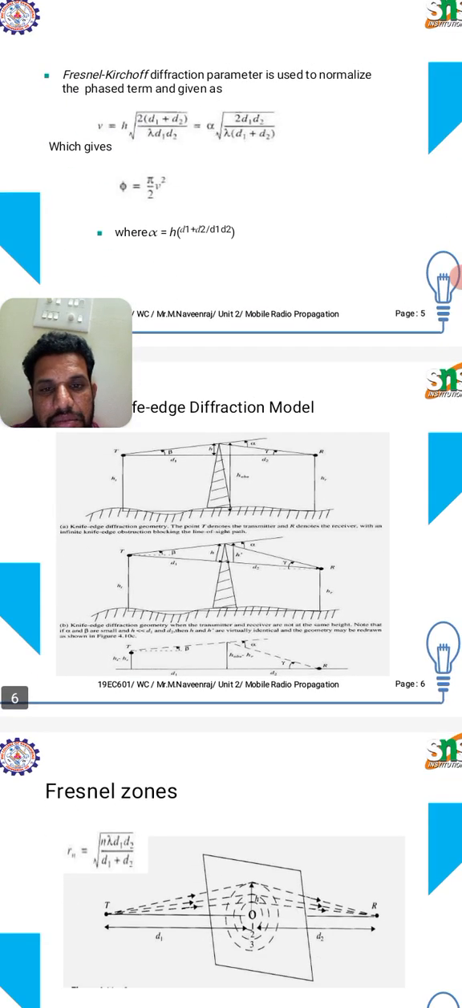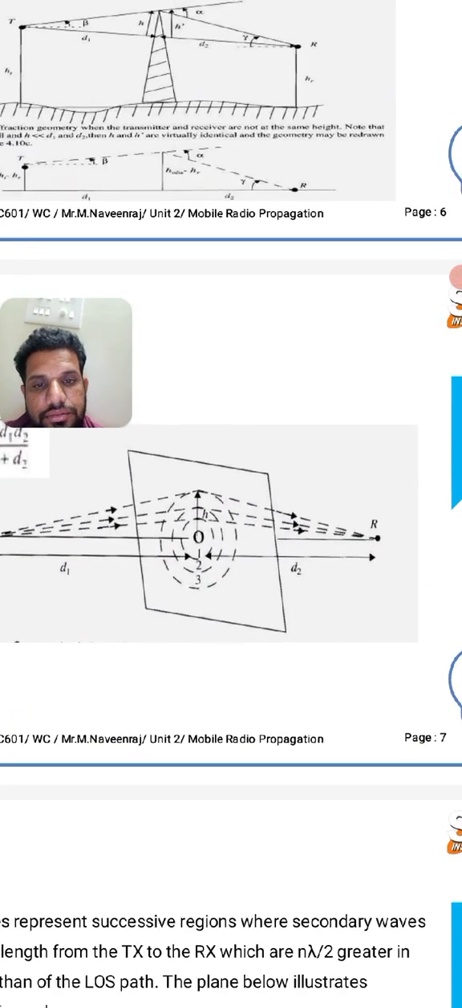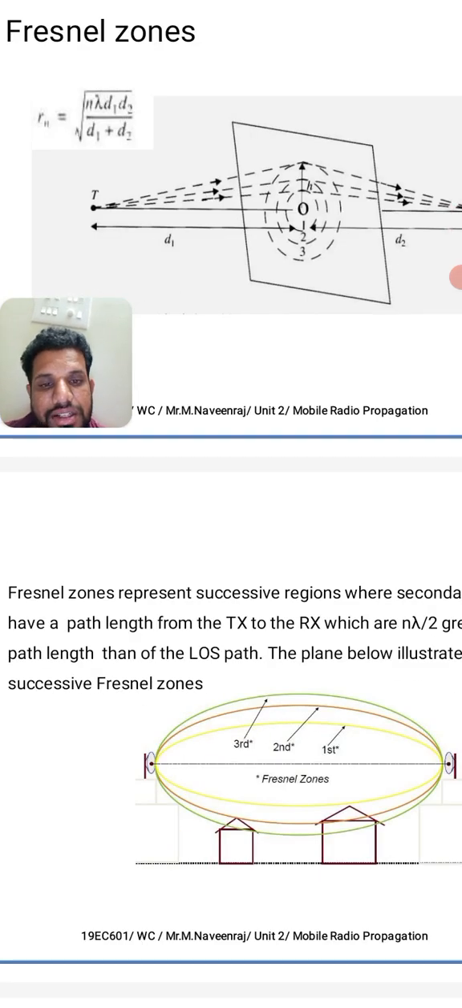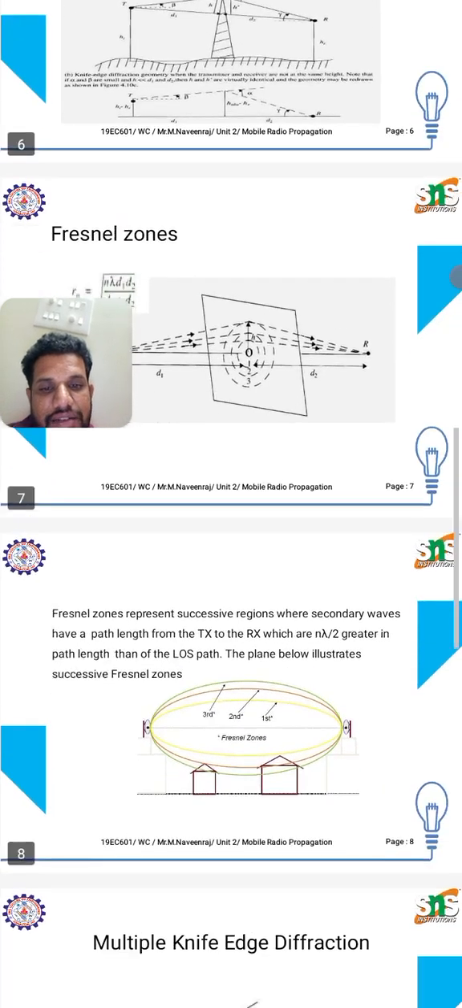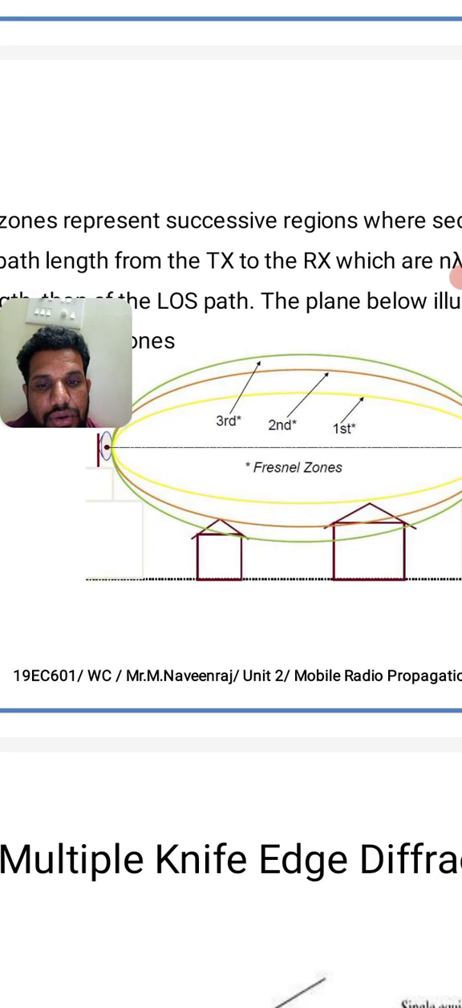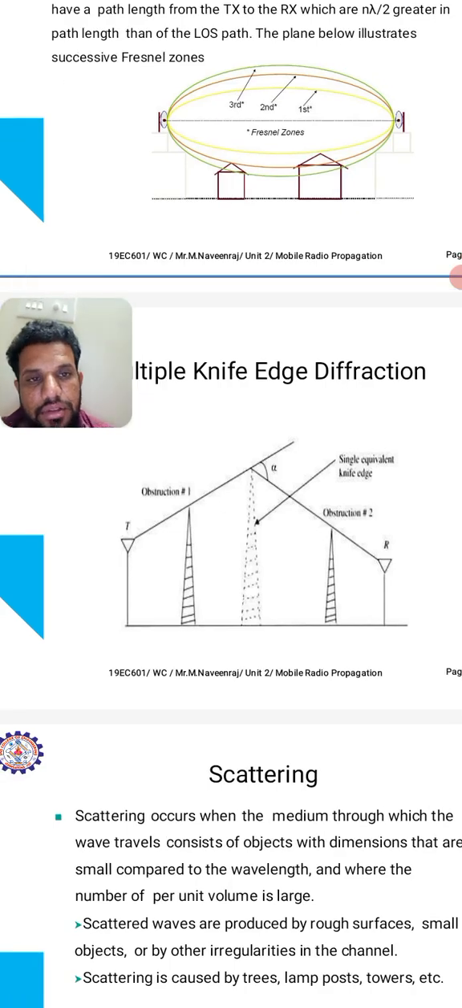Look at this diagram. This is the knife edge, that is the diffraction. Now when the radio wave is transmitted, the Fresnel zones will be there. These are the Fresnel zones. A Fresnel zone represents successive regions where secondary waves have a path length from the transmitter that is n times lambda by 2 greater than the line of sight path. The diagram below illustrates the successive Fresnel zones. These are what we call the Fresnel zones.